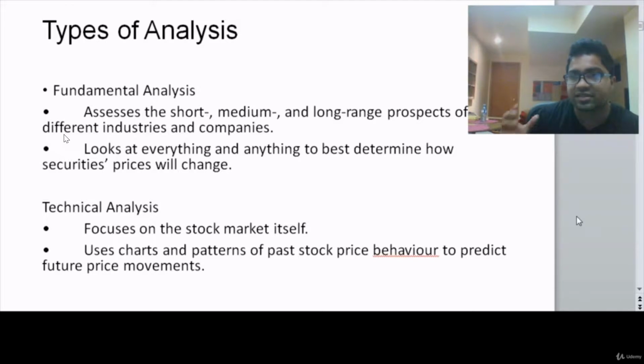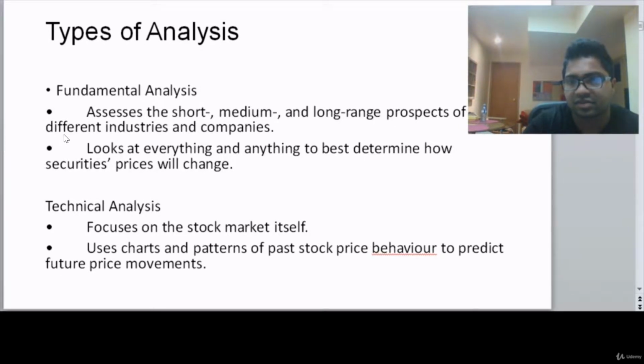Technical analysis looks at the behavior of the market. You try to analyze the behavior of market participants, and you try to figure out the demand and supply of the stock. So you can either use fundamentals or use technicals or combine both, right? Now, fundamental analysis assesses the short, medium, and long-term prospects of different industries and companies. Look for everything and anything to determine how security prices will change.